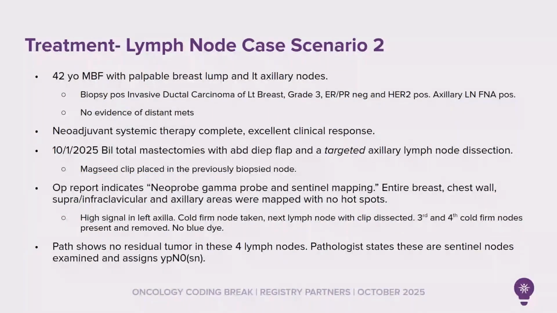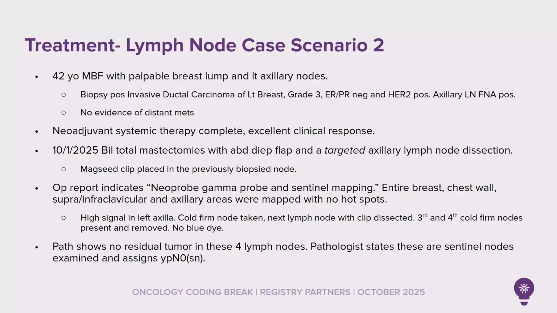Lymph node case scenario 2. 42-year-old married Black female presents with a palpable left breast bump along with palpable axillary nodes on the left. Biopsy was positive for invasive ductal carcinoma of the left breast, grade 3, ER/PR negative and HER2 positive. Axillary lymph node FNA was performed and was positive. Workup shows no evidence of metastatic disease.